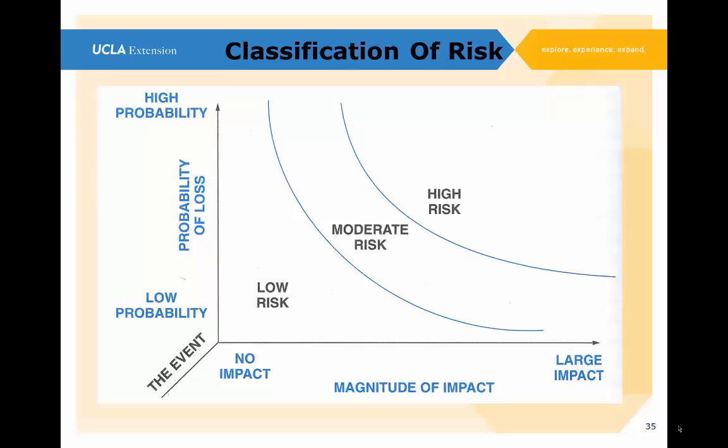And as the probability goes up and the magnitude of the impact goes up, then we move from a low risk category to a moderate risk category to a high risk category. And as we get out there to the upper right, where we have a high probability and a large or significant impact, we consider that area to be really high risk. And so that's one way we can classify risk in a qualitative way.